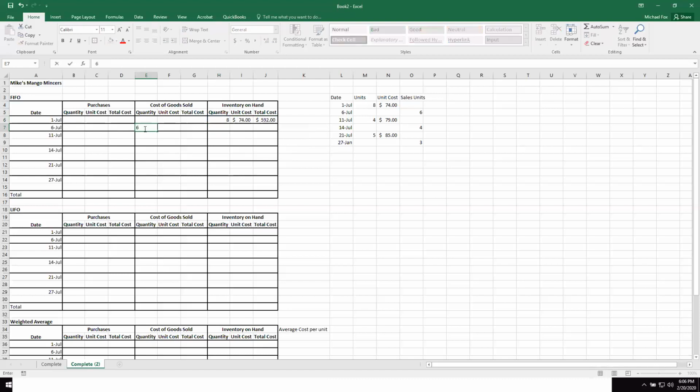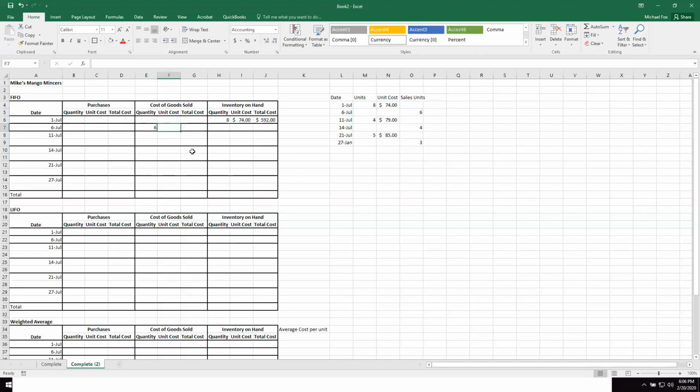So is this perpetual that we're doing? For the purposes of this, yes, this is perpetual, because we're keeping track each time we buy and each time we sell. Okay. So we sell 6 units.